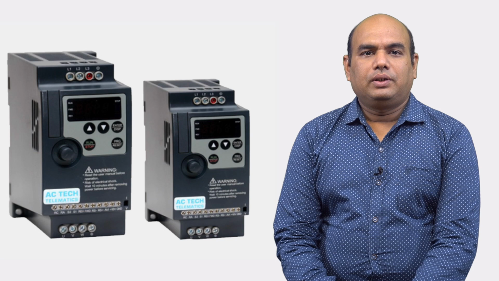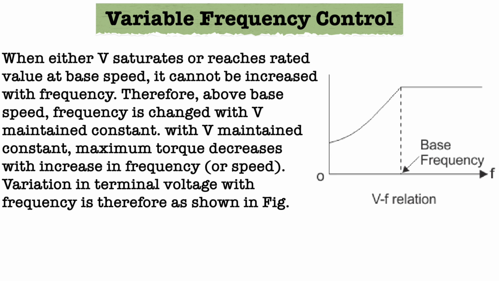When V is saturated or reaches rated value at base speed, it cannot be increased with frequency. Therefore, above base speed, frequency is changed with V maintained constant. When voltage V is maintained constant, maximum torque decreases with increase in frequency or speed. Variation in terminal voltage with frequency is shown in the figure.